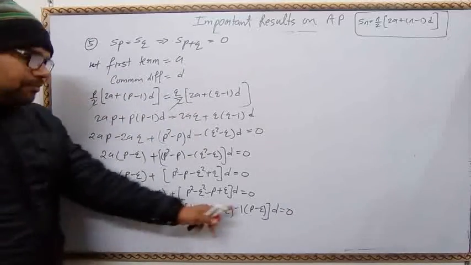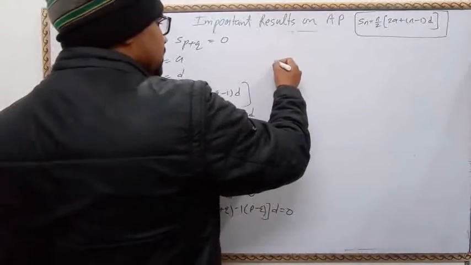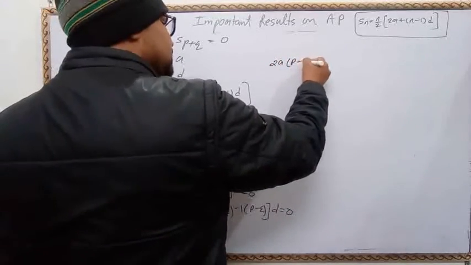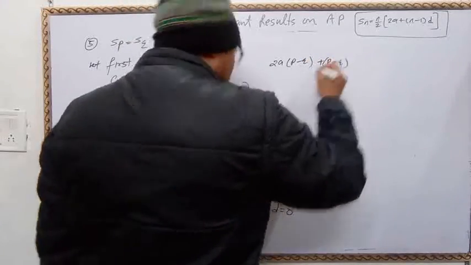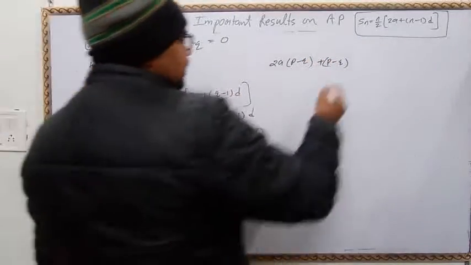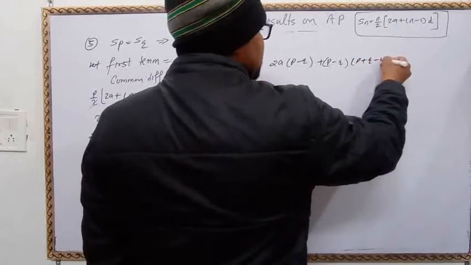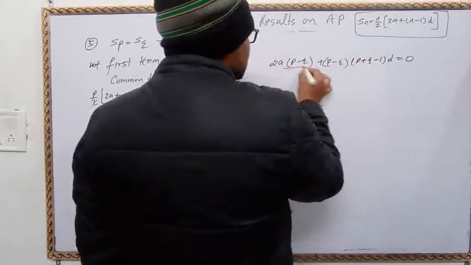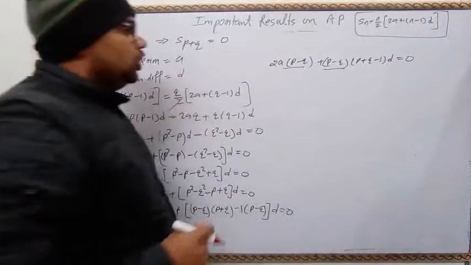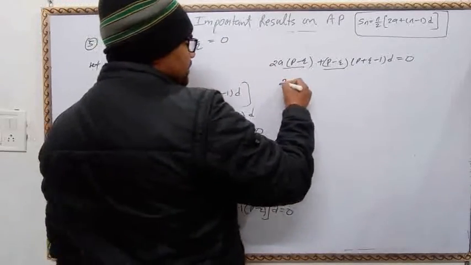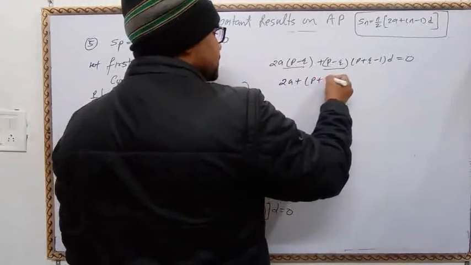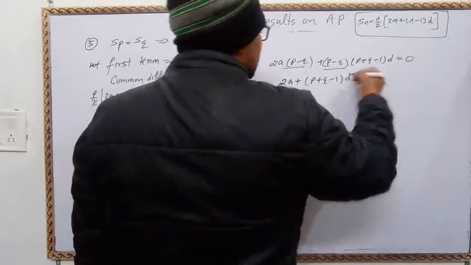Now what is common? (p−q) is common. So 2a(p−q) + (p−q). So what we will get? (p+q−1), (p+q−1)d = 0. Here is p−q, here is p−q. So we will divide p−q in whole equation. So what left? 2a + (p+q−1)d = 0.